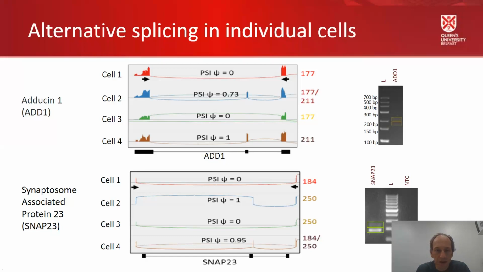I've chosen just 4 illustrated cells to show you the alternative splicing. I've highlighted here the exons which are spliced in some transcripts and not in others. So if we look at AD1 at the very top, in the first cell, the transcripts all go from the left-hand exon to the right-hand exon.